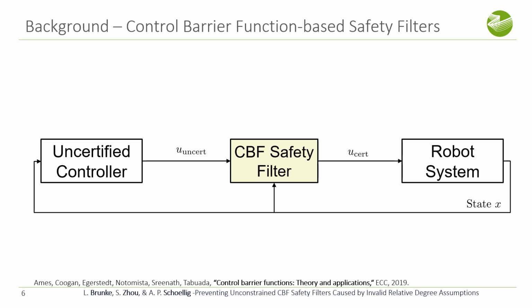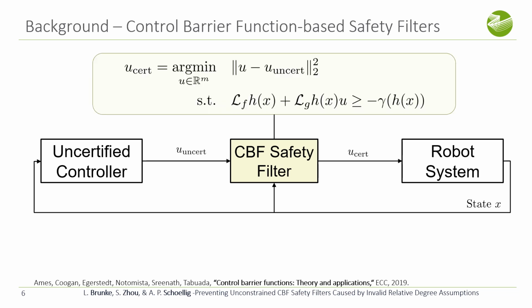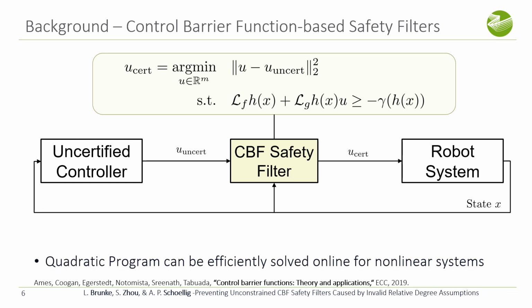CBFs are typically used in safety filters. A safety filter takes in an uncertified control input, verifies and potentially modifies the input, such that a certified and safe control input is applied to the robotic system. The CBF safety filter is implemented using a quadratic program. The objective is to match the uncertified control input as closely as possible while satisfying the CBF condition for safety.